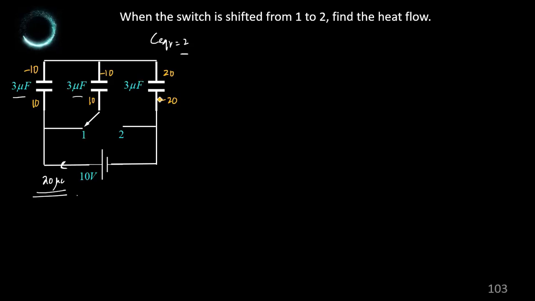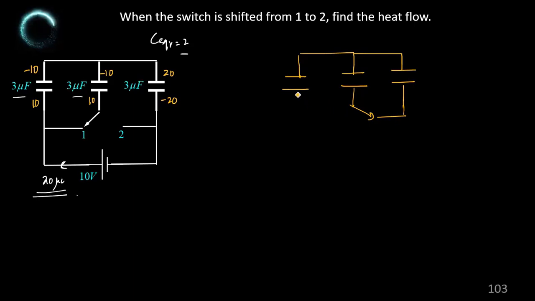Now once I join the switch to position number 2, let us draw the second diagram. Now the connection is with point 2. This is the circuit, and this is the 10 volt battery. Now for this system, these two 3s become a parallel combination.